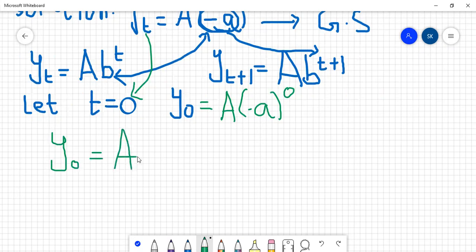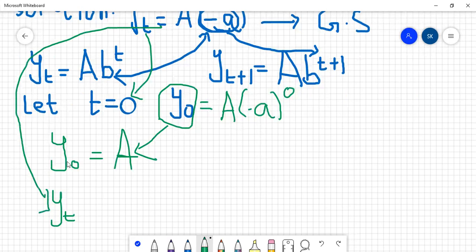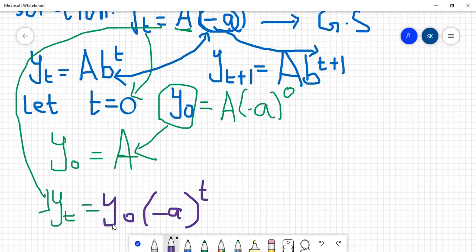Then y of 0 is equal to a, and in place of a we substitute the value of y of 0. Our general solution was y_t, I'm writing this general solution again, okay? Now y_t is equal to, what is the value of a? It is y of 0. So in place of a, we will write y of 0. That is, y_t is equal to y of 0 into minus a raised to power t. What this implies is that the value of y in the current time period is equal to the value of y in some initial time period into minus a raised to power t.